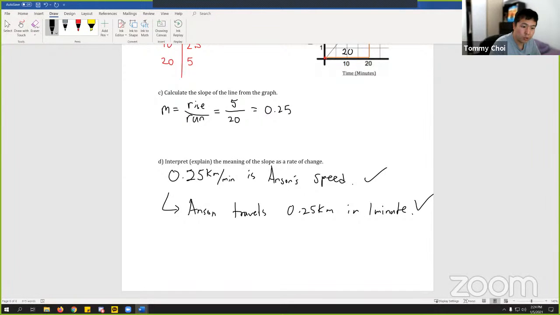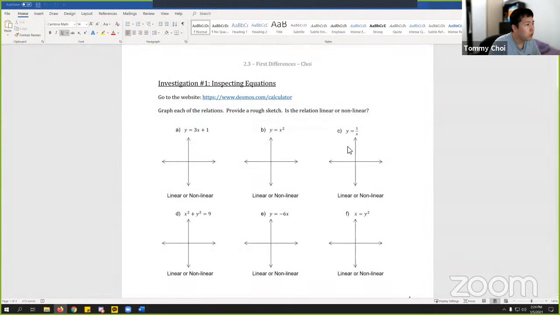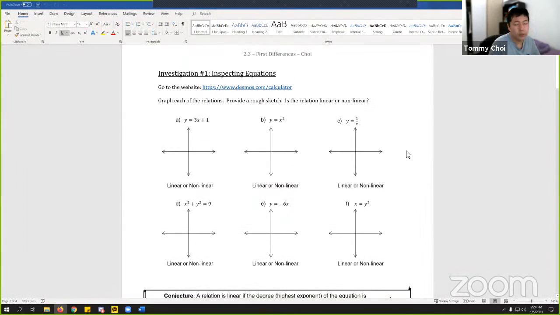I think we're good. Okay. So we are now going to be working with 2.3. If you haven't printed this already, please go ahead and print this.